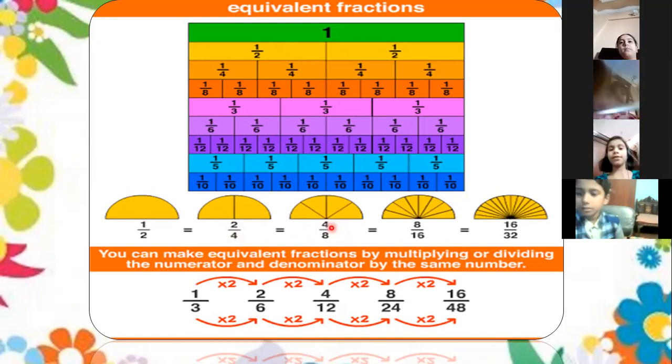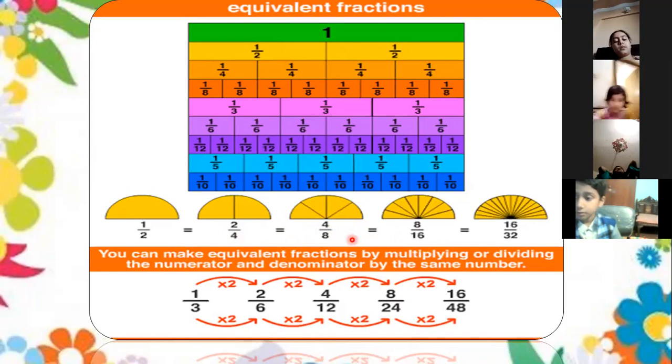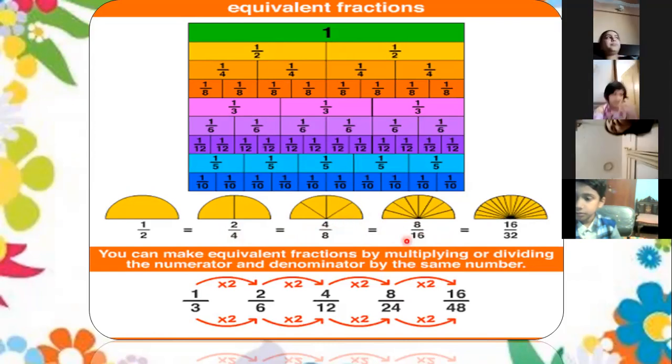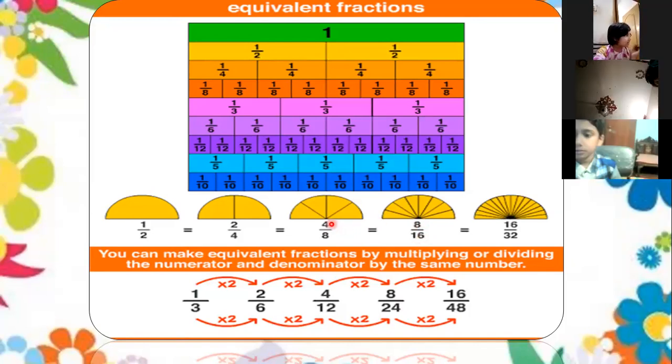In the same way, when we multiply 4 upon 8 by 2, we get the numerator 8 and denominator 16. The value of these fractions will be the same. Although the numerators and denominators are different, their value will be the same. In the same way, when we multiply 8 upon 16 by 2, we get 16 upon 32.